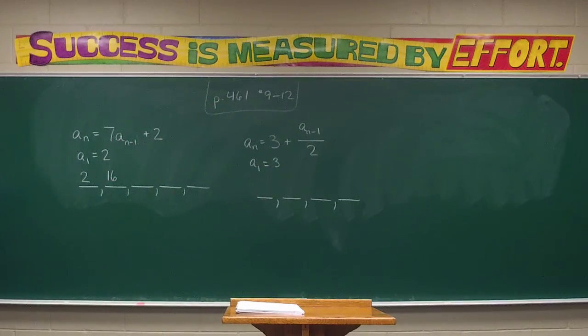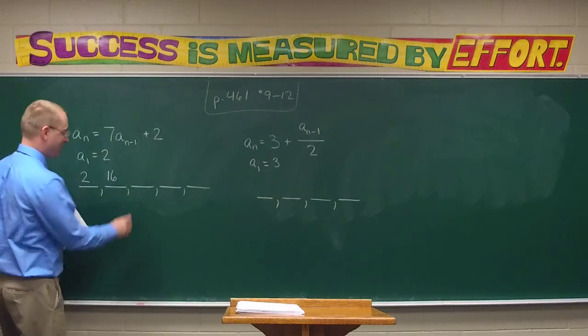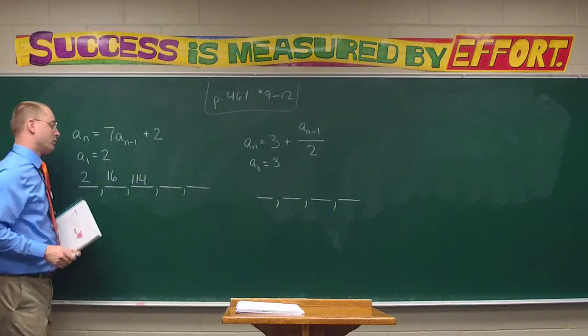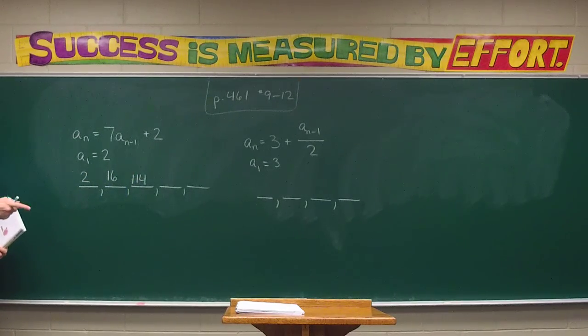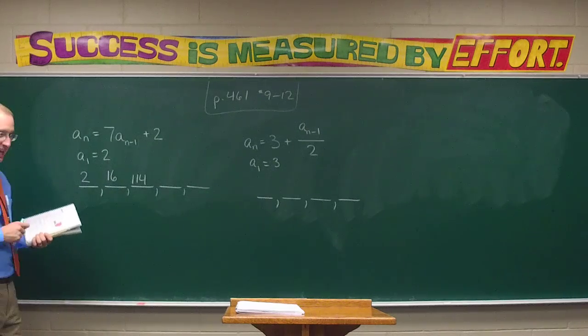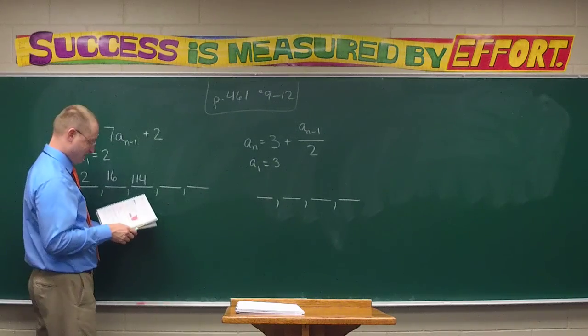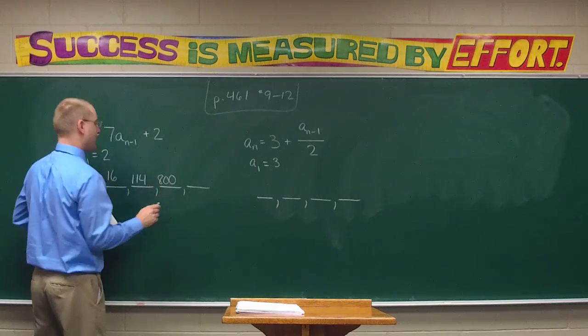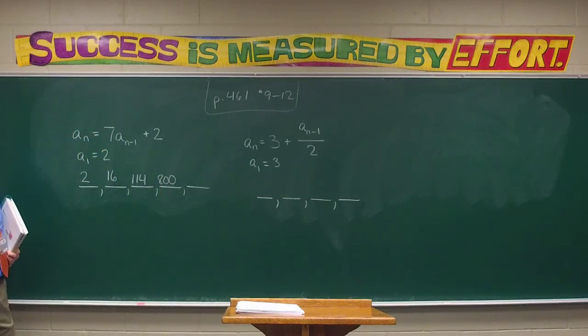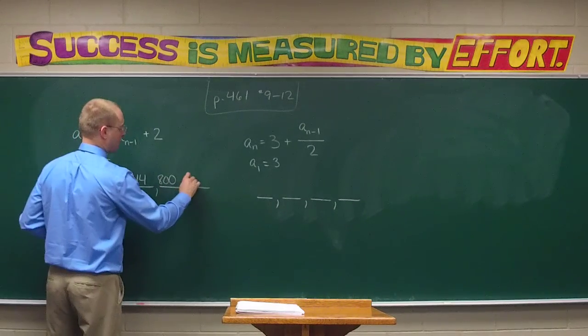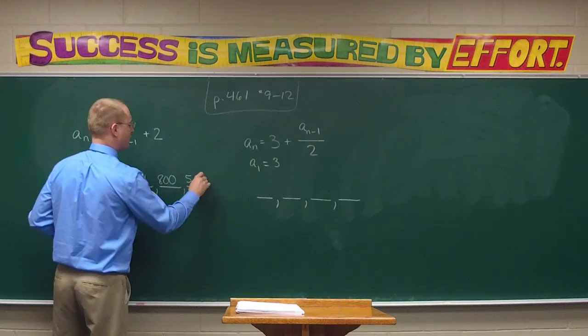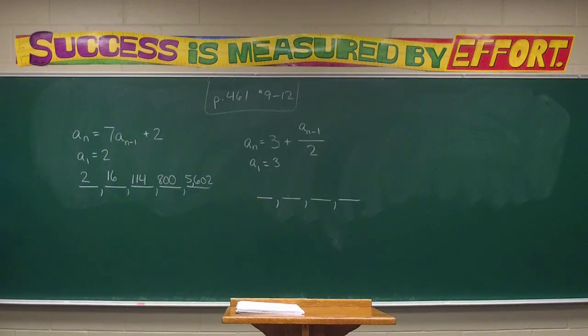What's the next term going to be, Kendall? 114. Really good to use a calculator, because if you screw one up, you're doomed to screwing the rest of them up. What's the next one after that, Genesis? 800. And the next one I could actually do in my head. And what did we end up with, Abby? 5,602. 5,602. There you go, 5,602.